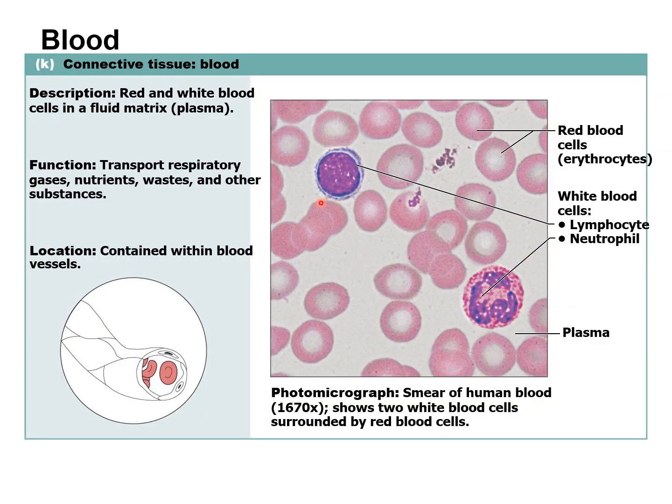Here's a microscope image of blood, with the red blood cells being these tiny pink discs, and these larger purple nuclei cells would be the white blood cells. They're purple because we use stain in order to visualize them.